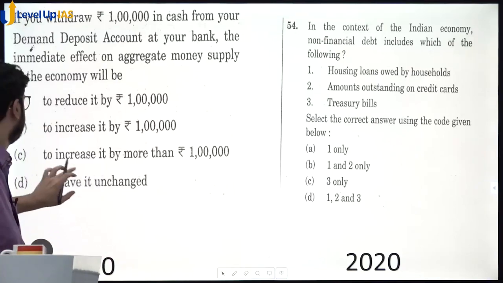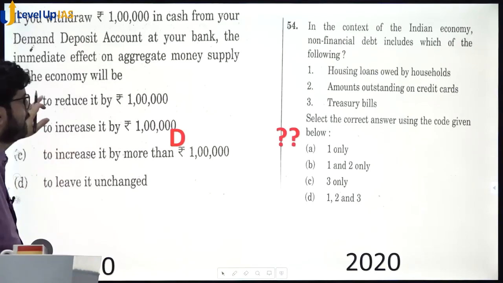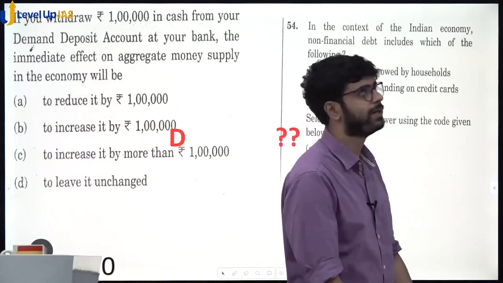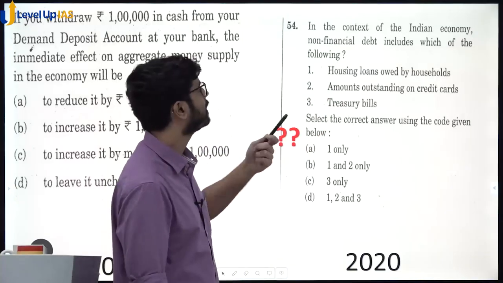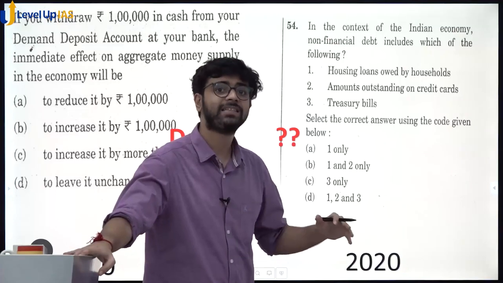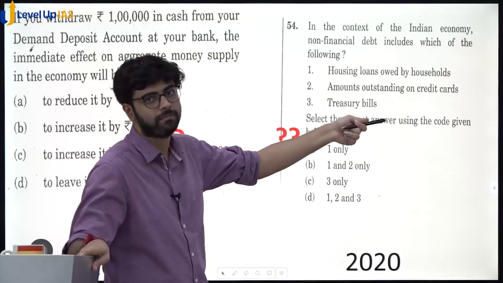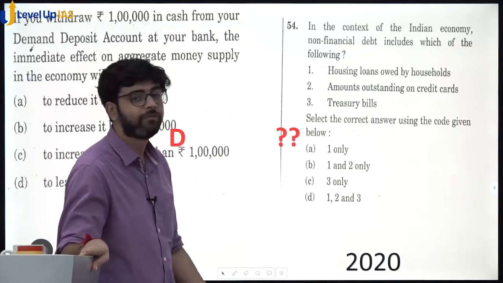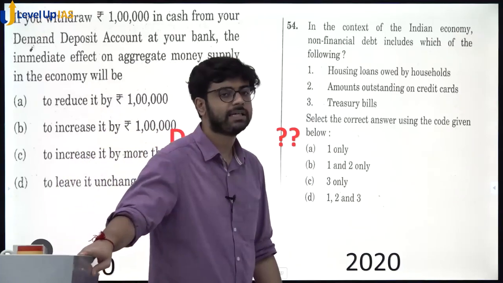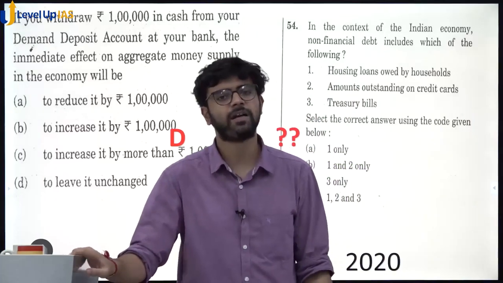The answer is very simple. I'll show you. The answer is D. The answer is nobody knows. There are various interpretations of this question. Financial, non-financial, what does it mean? One interpretation says financial means debt of the financial sector, which means households will not come, credit cards and T-bills will come. Possible. That is one interpretation, and another interpretation is that all is financial only. After all, money is involved. So, the answer is not known yet. Everyone has different interpretations. When the UPSC official answer key comes, at that time we'll see.